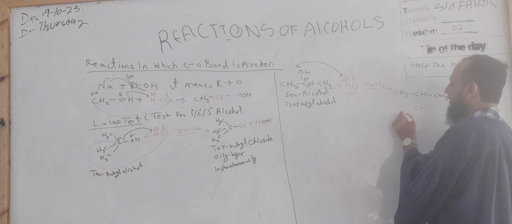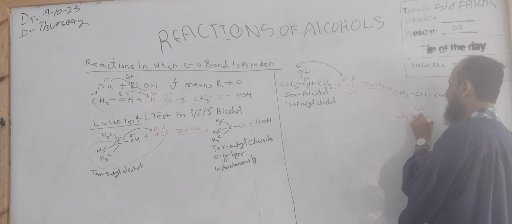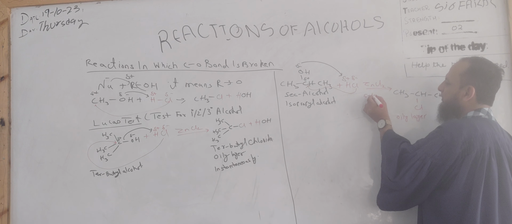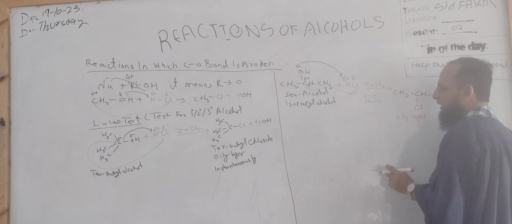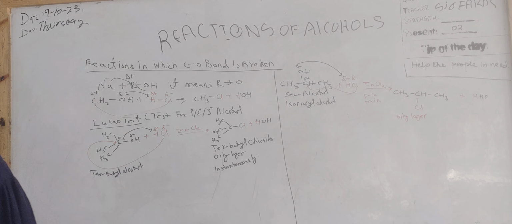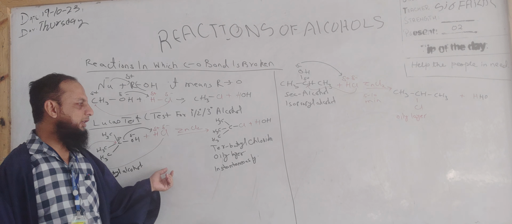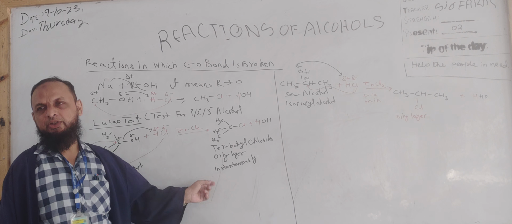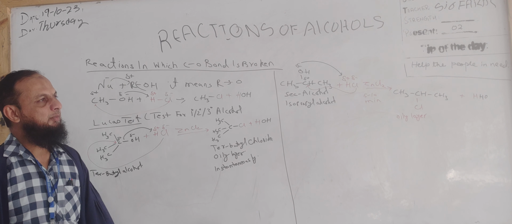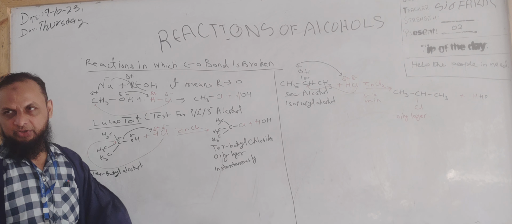If we get this oily layer in 5 to 10 minutes, then we say that it might be a secondary alcohol. Okay? So whenever we are in a doubt whether our alcohol is primary, secondary, tertiary, we add just hydrogen chloride and zinc chloride. If we get the oily layer instantaneously, it means our alcohol was a tertiary alcohol, because the tertiary alcohols are the most reactive.